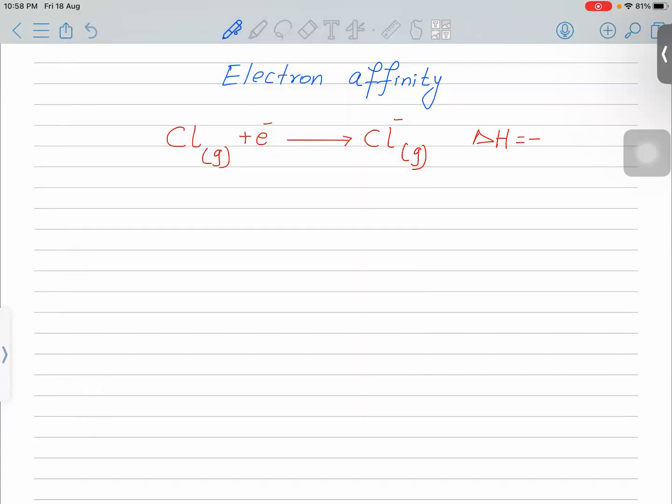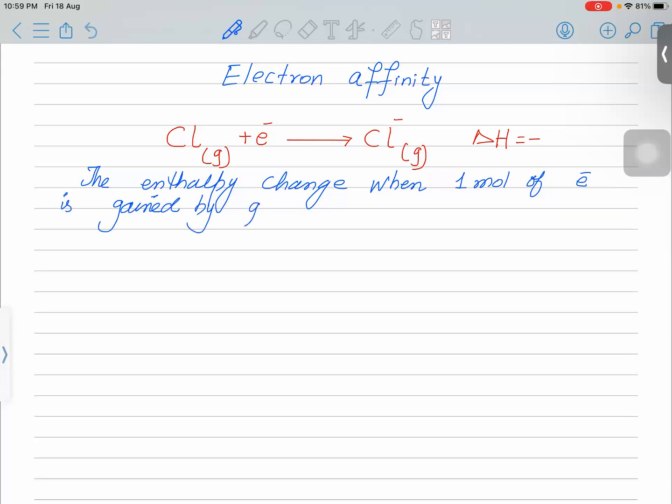Now write the definition of electron affinity. The enthalpy change when 1 mole of electrons is gained by a gaseous atom to form a gaseous minus 1 anion.